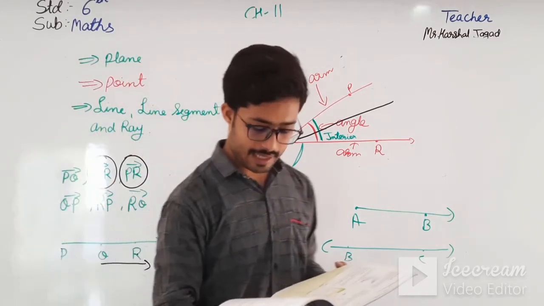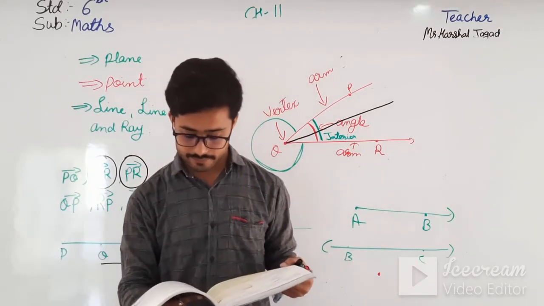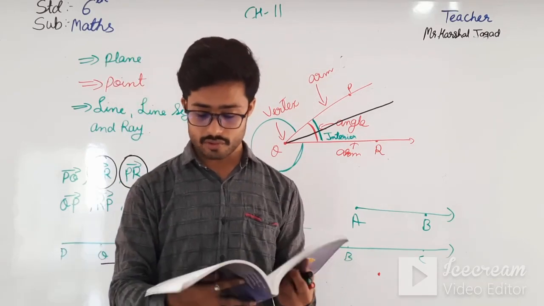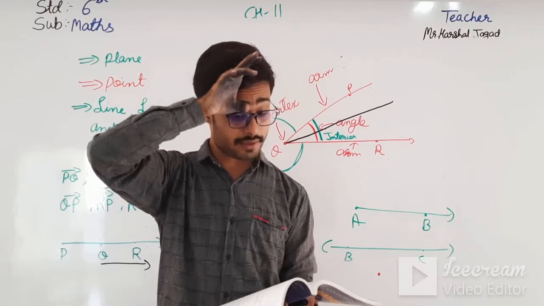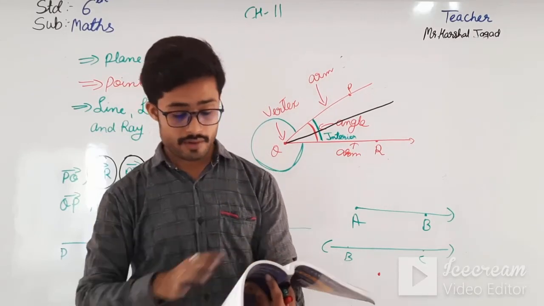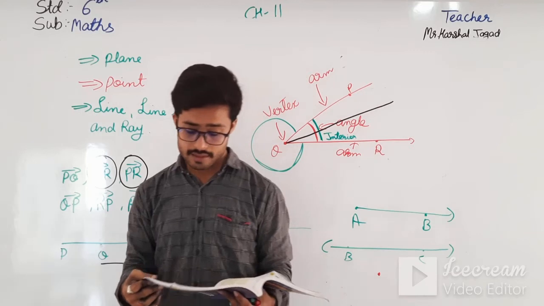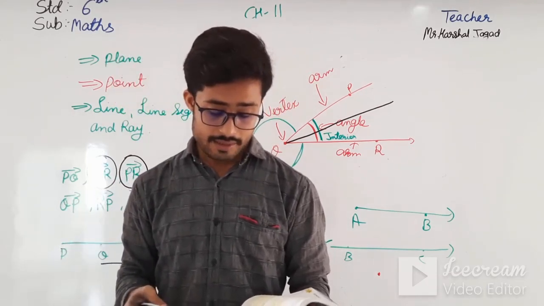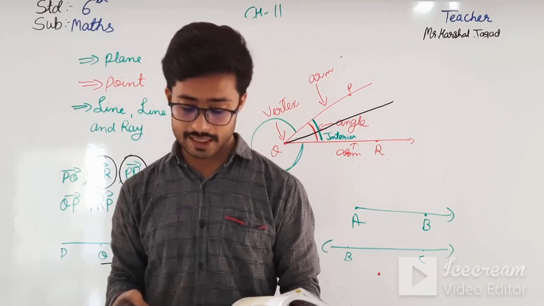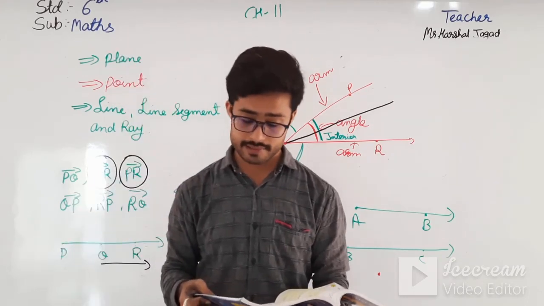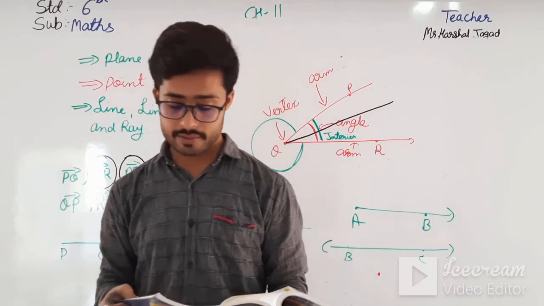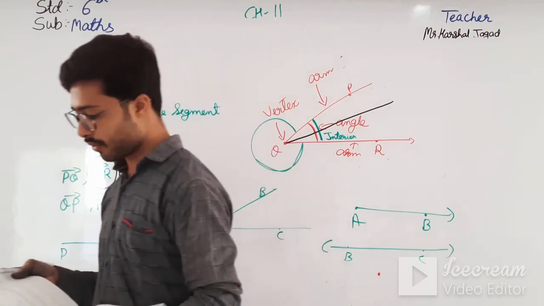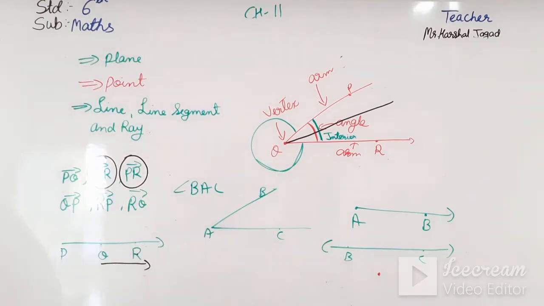Next, name this line in three different ways. So you have to name this line in three different ways, students. First of all, try by yourself. Next, name the ray which makes up the angle, and name the angle in three different ways. So we have to write the three names of the angle which is made. Okay, students, first of all, also try this by yourself.